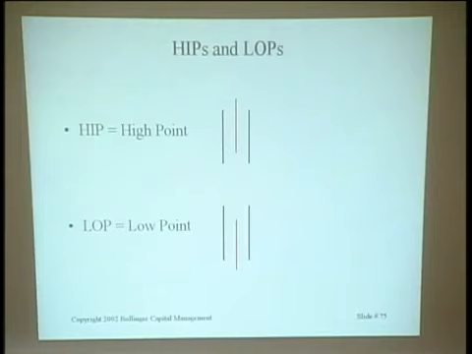What's a hip or a lop? Hips and lops. A hip is a high point and a lop is a low point, and that's all they are. There's nothing more to them. A hip is simply a high that is surrounded by two lower highs. A lop is simply a low that is surrounded by two higher lows. That's all there is to it. It's just a way of identifying a bar that has a higher high than its neighbors or a lower low than its neighbors. A hip and a lop.